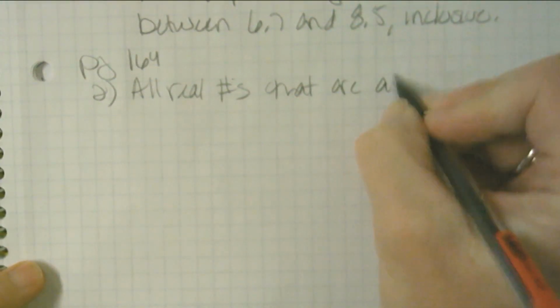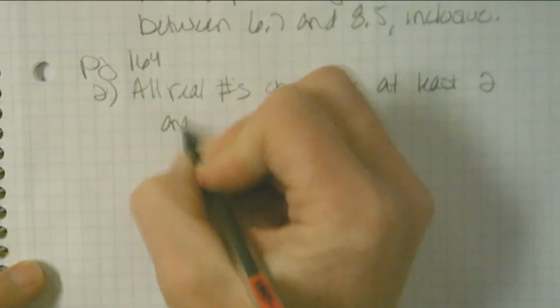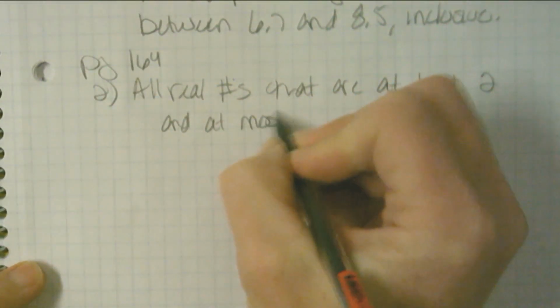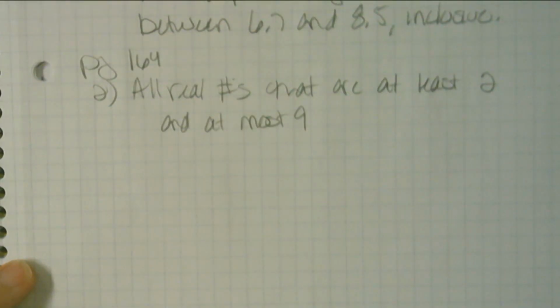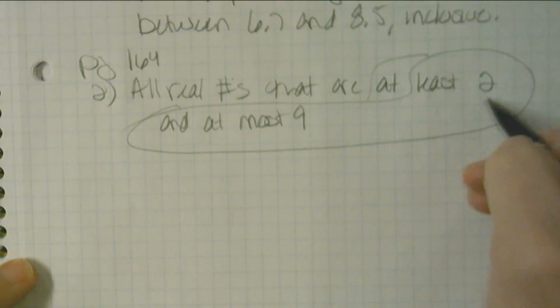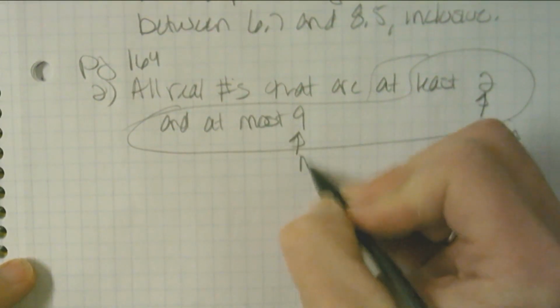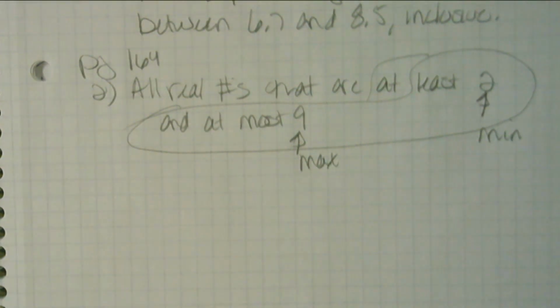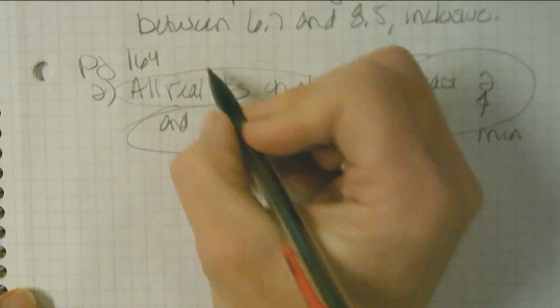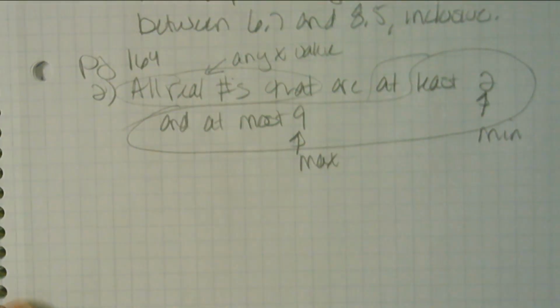So it's all real numbers that are at least 2 and at most 9. So these are my limitations. That 2 is the minimum that my x's can possibly be. The 9 is the maximum that all my x's can possibly be. All real numbers means just any x value that is meeting this qualification.